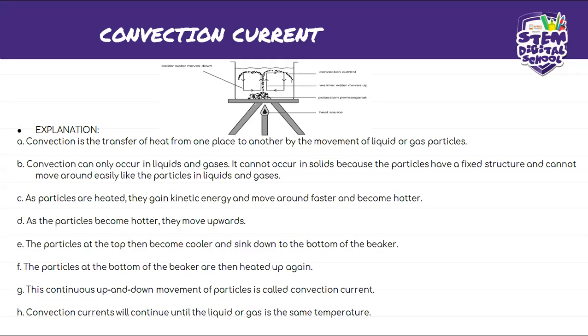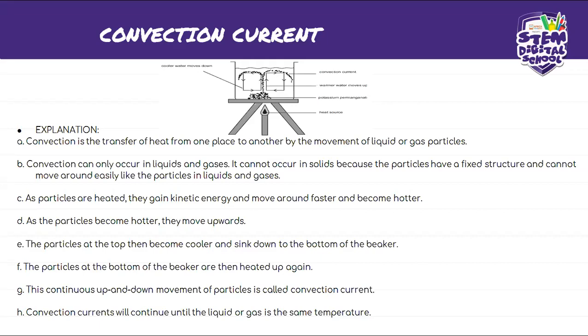As particles are heated, they gain kinetic energy and move around faster and become hotter. As the particles become hotter, they move upwards. The particles at the top then become cooler and sink down to the bottom of the beaker. The particles at the bottom of the beaker are then heated up. This continuous up and down movement of particles is called what?